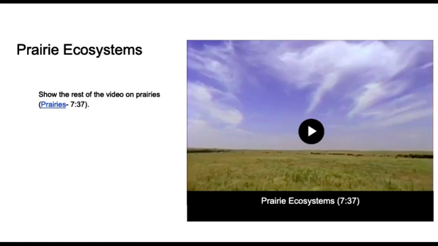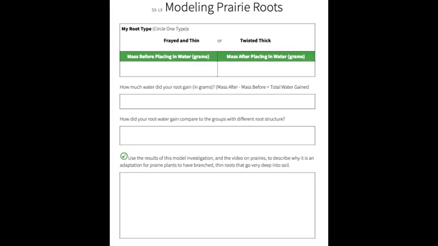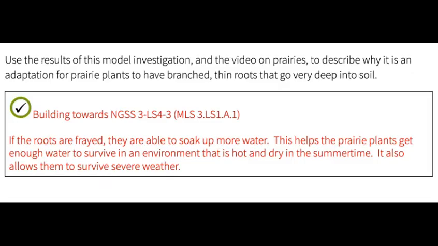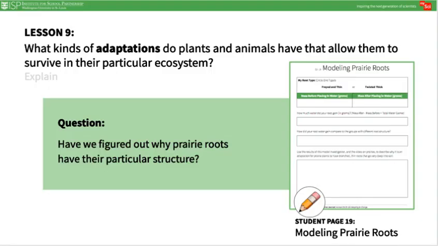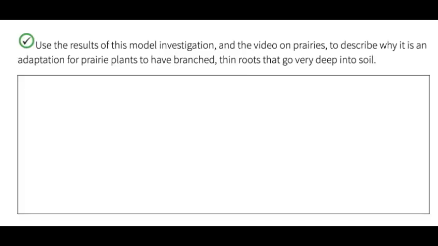Return to the video on prairies and show the rest. Then have students answer this question on modeling prairie roots. In the explain portion of the lesson, ask students if we have figured out why prairie roots have this structure. Students should share out their answers to the last question on their student journal page shown here.